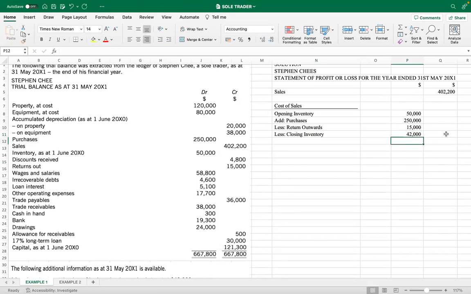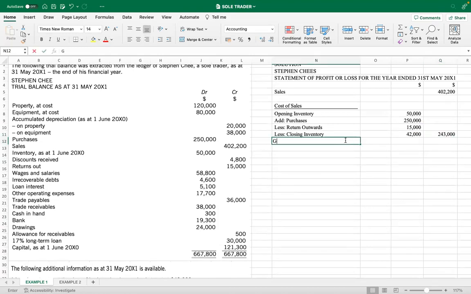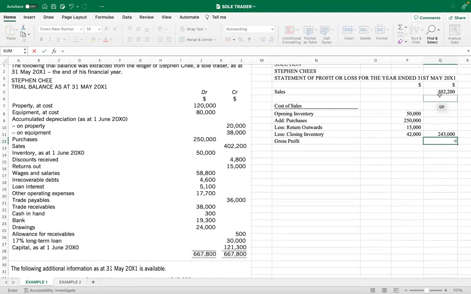So what is our cost of sales? Our cost of sales is opening inventory, you add purchases, you less return outwards, and you also less closing inventory. So what we get is 243,000 as our cost of sales. Now, sales less cost of sales gives you gross profit. So our gross profit is therefore equal to 402,200, you less 243,000.